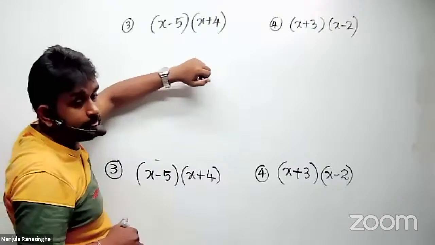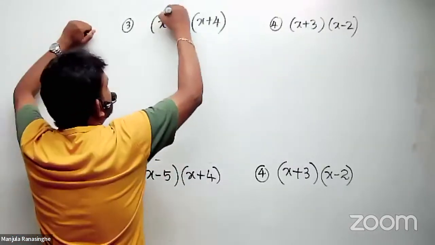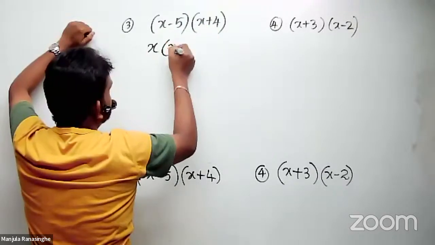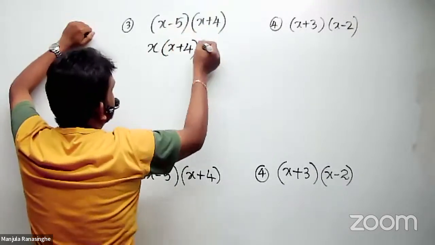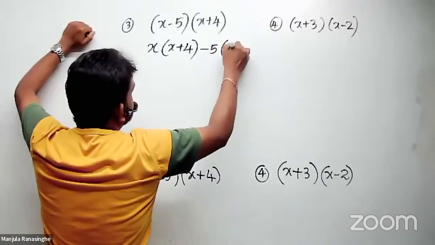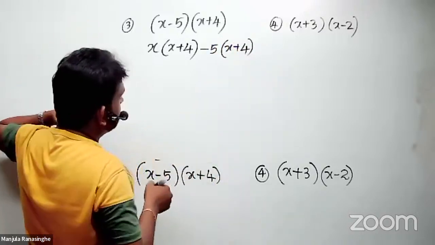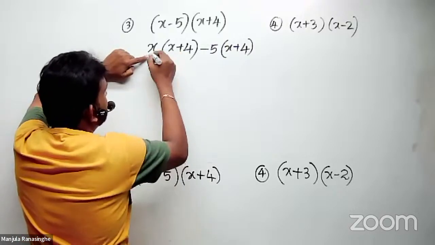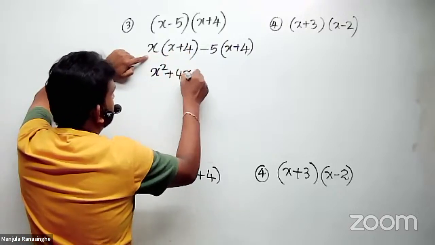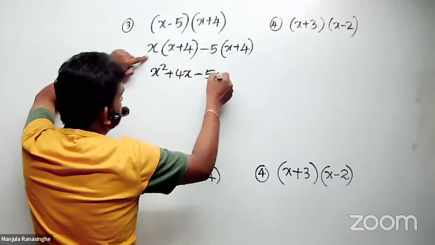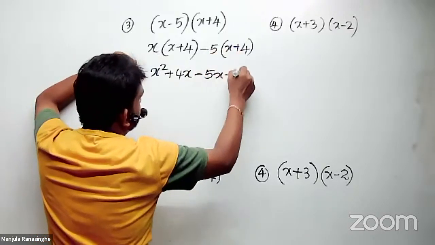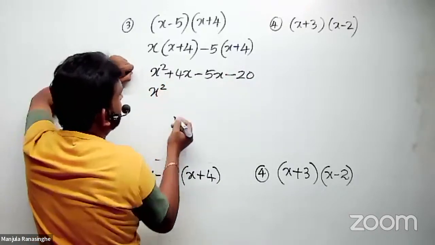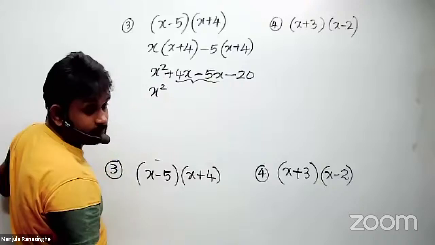Now see it. The first term x is multiplied with the second expression x plus 4, and here minus 5 is multiplied with x plus 4. Now remove the brackets: x into x becomes x squared, x into 4 is 4x, minus 5 into x is minus 5x, minus 5 into 4 is minus 20. Now check here: x squared plus 4x minus 5x.